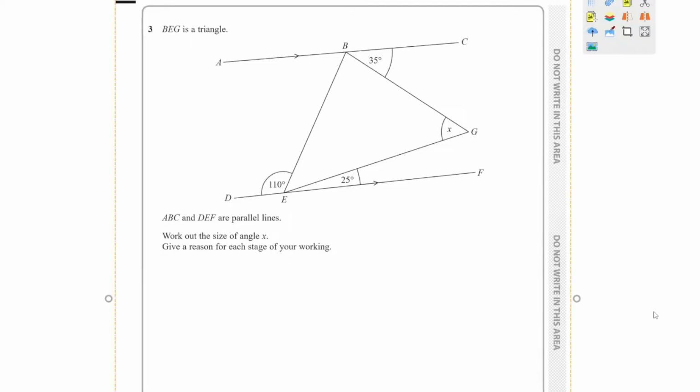So we've got some angles here. Question 3, BEG is a triangle. ABC and DEF are parallel lines. Work out the size of angle X here. So angles and parallel lines, angles and triangles.